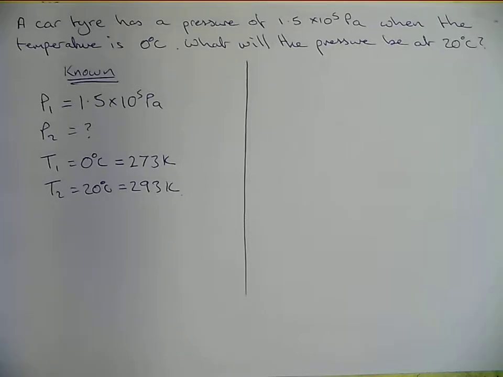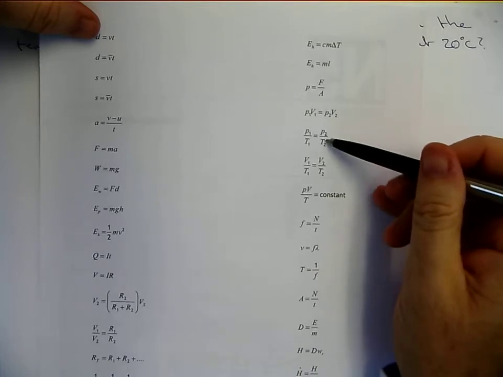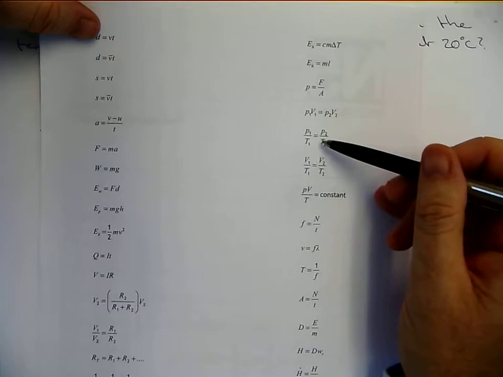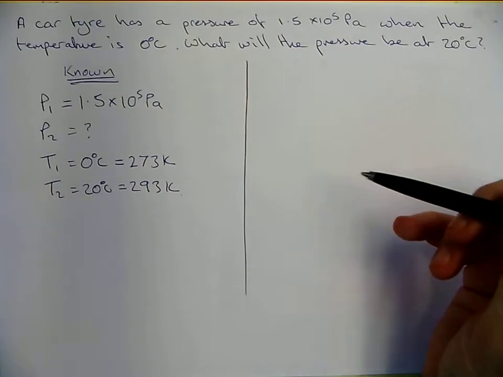So our equation that we will be using, we of course get from our equation sheet, and we are looking at pressure and temperature changing. There's no mention of volume, so we don't want an equation with V in it. So this is the one we're using, P1 over T1 equals P2 over T2.